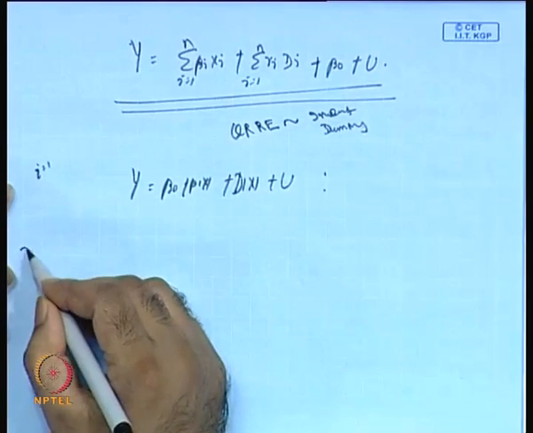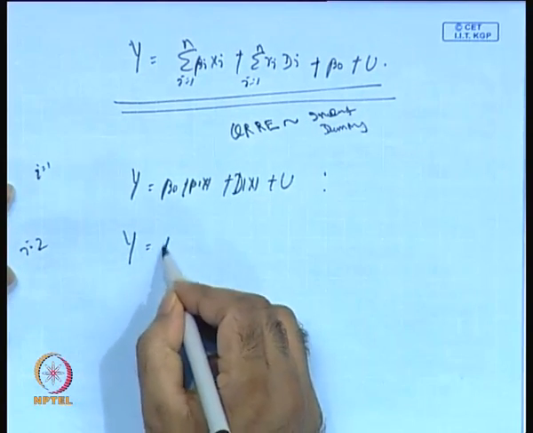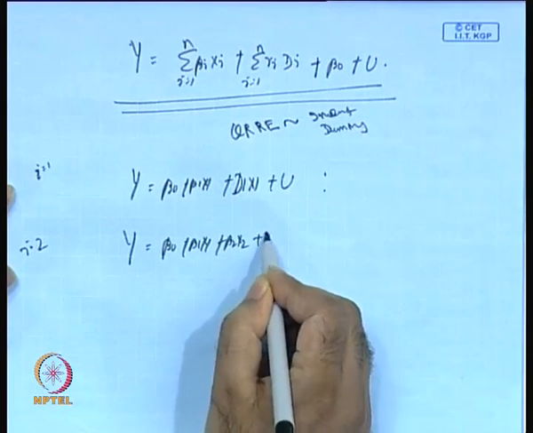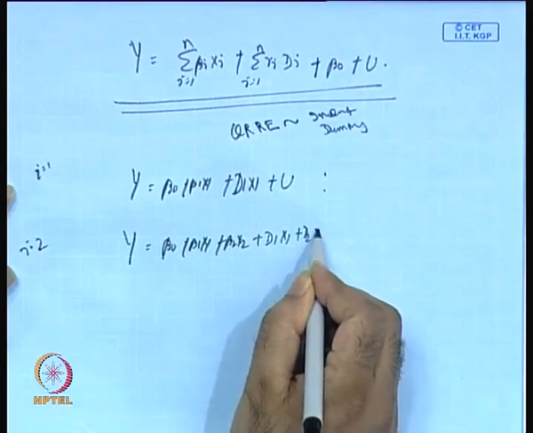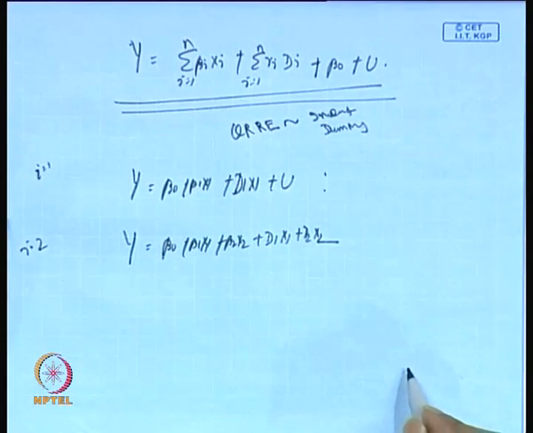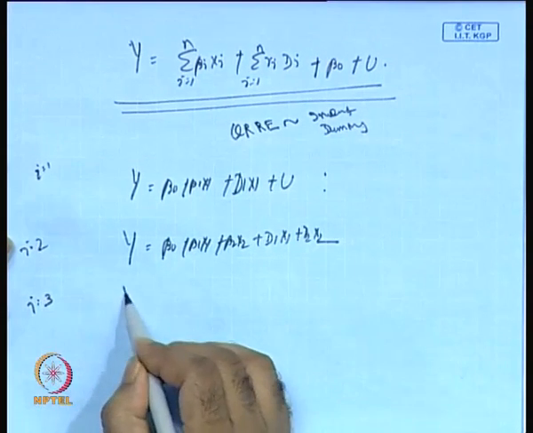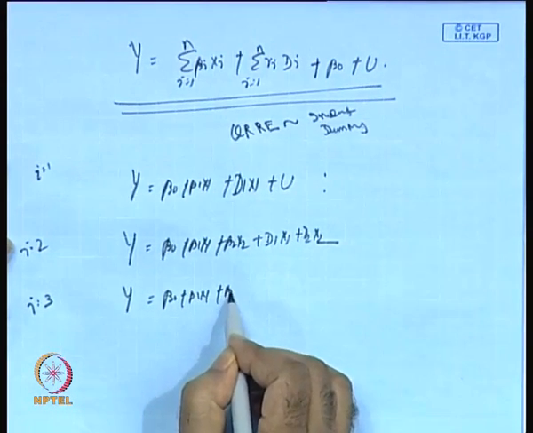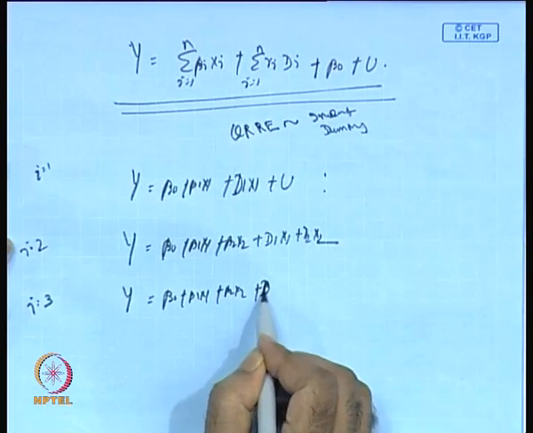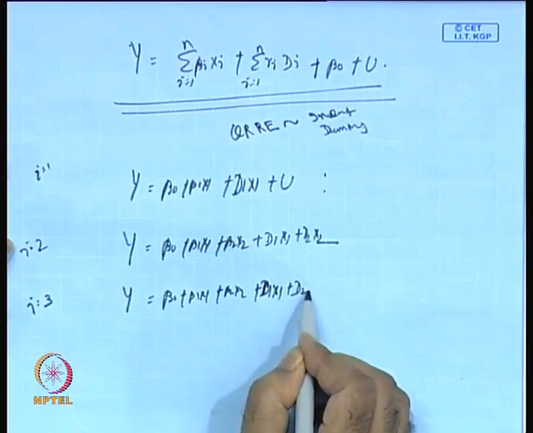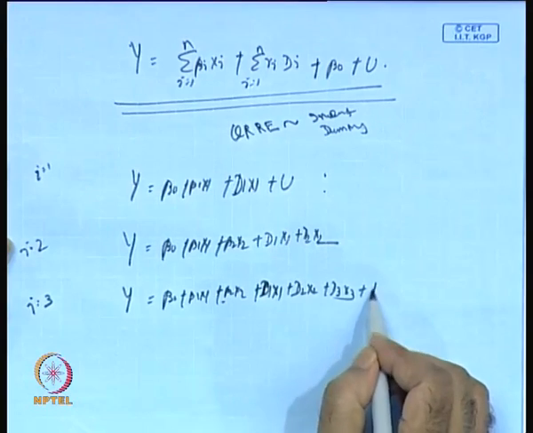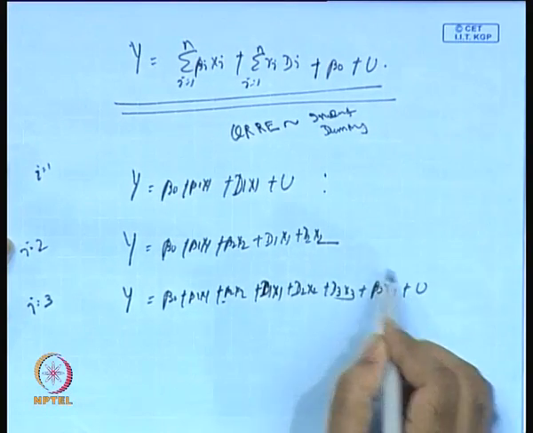Now if we put i equal to 2, then the system will be beta 0 plus beta 1 x1 plus beta 2 x2 plus d1 x1 plus d2 x2. This is how it can be extended substantially. If I put i equal to 3, then the system will be beta 0 plus beta 1 x1 plus beta 2 x2 plus beta 3 x3 plus d1 x1 plus d2 x2 plus d3 x3 plus u.